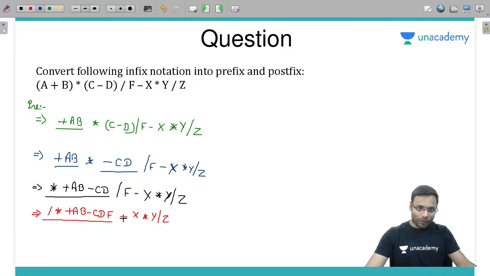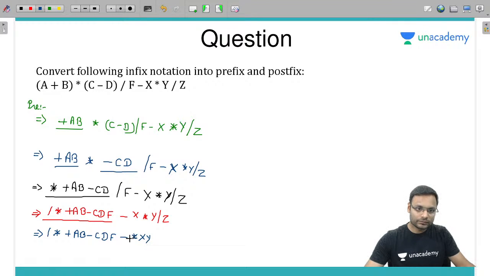Next step, operand minus, what should I solve first? Minus multiplication or division? This multiplication. Why? Multiplication having more precedence than this, and having more associativity than division also. Why? Left associative. So X into Y you need to solve next. How do you write? Divide star plus AB minus CDF minus multiplication XY. Divide by Z.